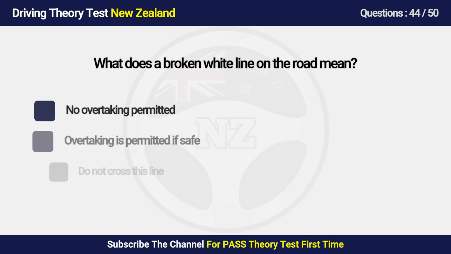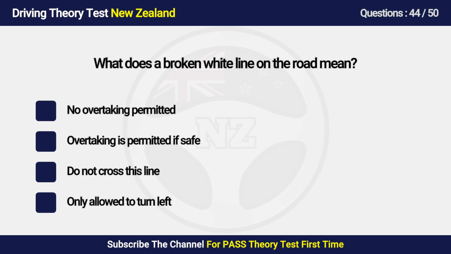Question 44. What does a broken white line on the road mean? A. No overtaking permitted. B. Overtaking is permitted if safe. C. Do not cross this line. D. Only allowed to turn left.